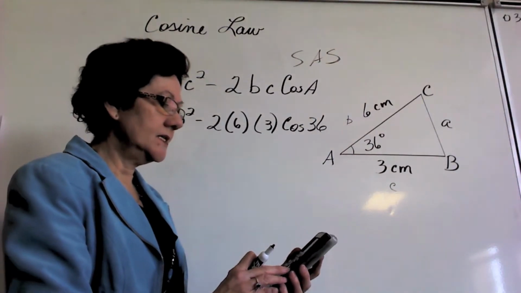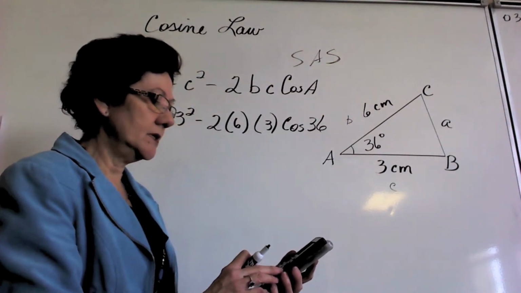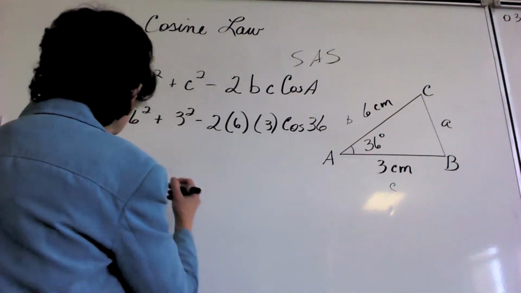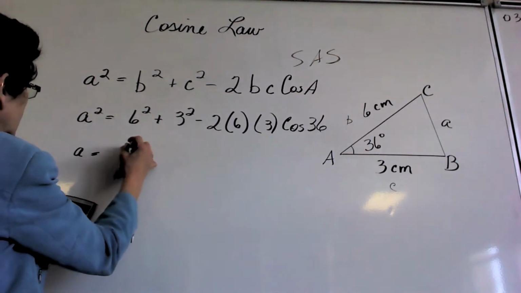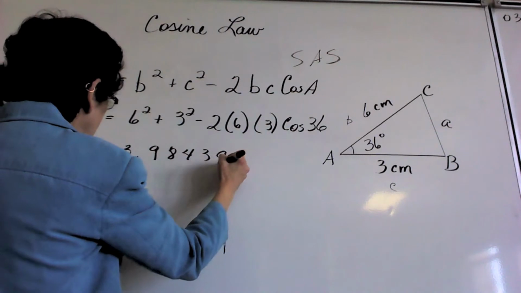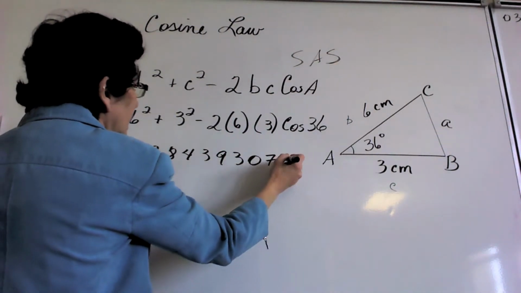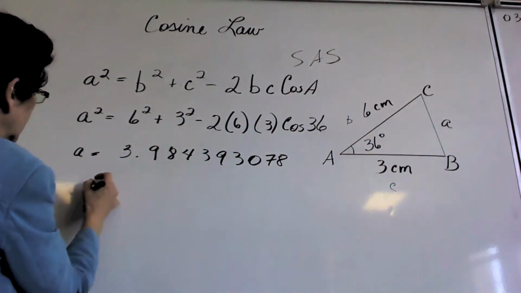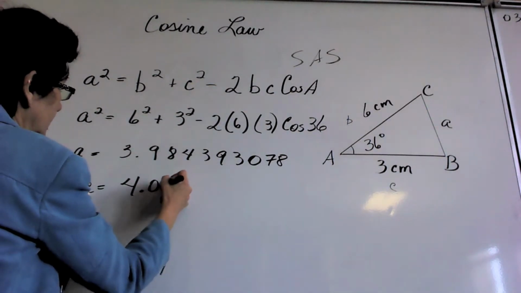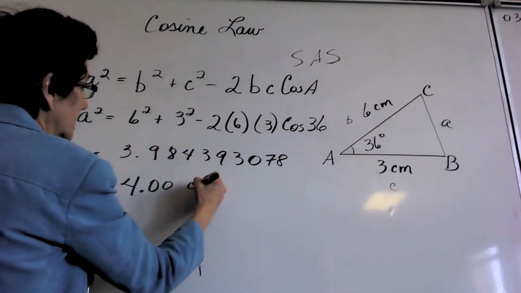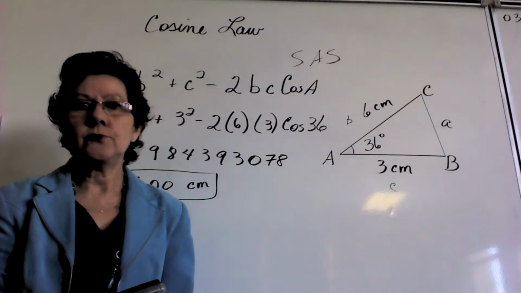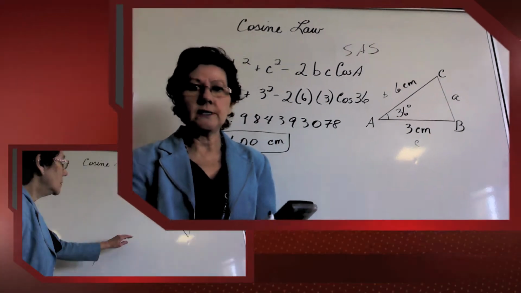All right, so we have 3.984393078. So down here we have A equals 3.984393078, and we're going to round it to the nearest hundredth. So we actually get 4.00, and the units of measure were centimeters. And that's all there is to that. I'll walk you through another example just so that you're solid on it.